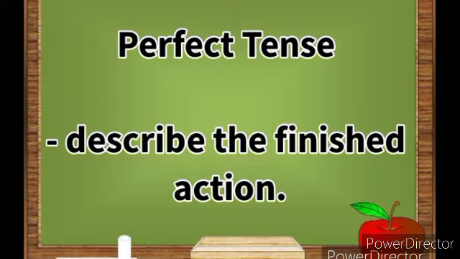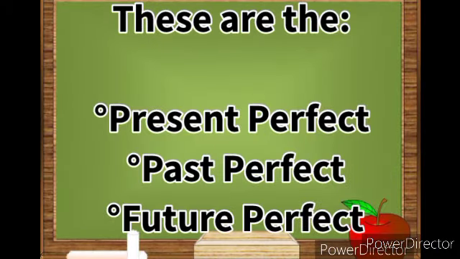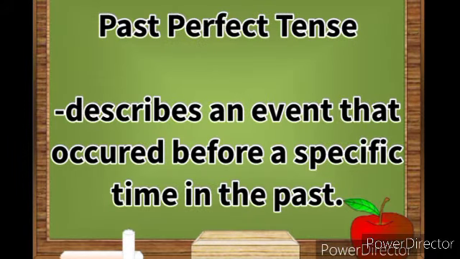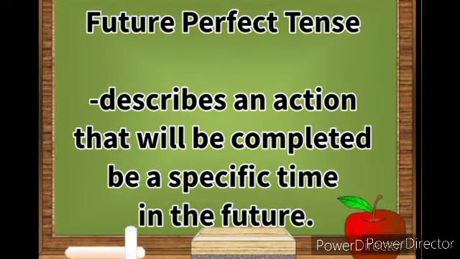The perfect tense describes the finished action. These are the present perfect, the past perfect, and the future perfect tense. The present perfect tense describes an event that has already been completed in the present. The past perfect tense describes an event that occurred before a specific time in the past. The future perfect tense describes an action that will be completed by a specific time in the future.